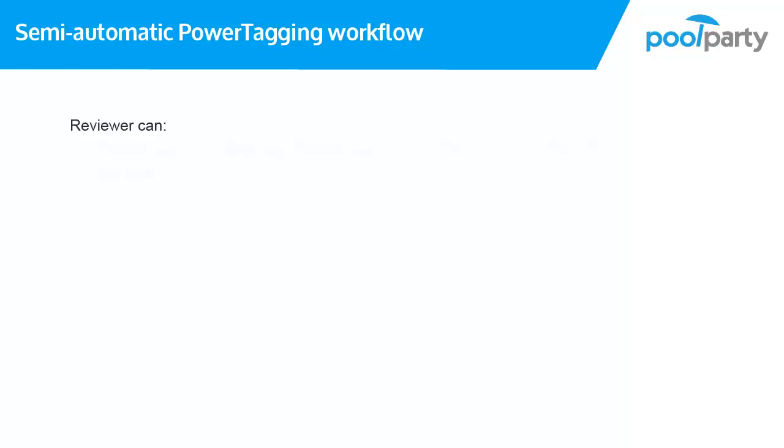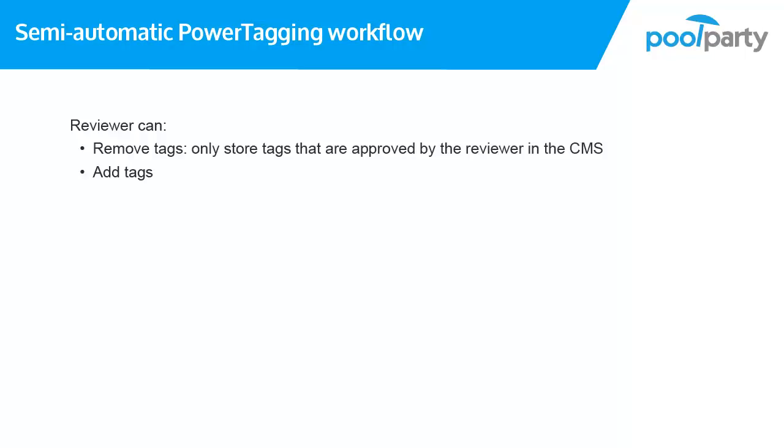Say we would like the reviewer to be able to remove suggested tags and to add tags that would not have been added by the system automatically. Allowing the reviewer or editor to remove suggested tags could be realized by displaying the tags that are suggested by the PoolParty extractor to the reviewer and allowing the reviewer to pick and choose which ones she or he would like to keep. Only those tags that are approved by the reviewer would be stored.